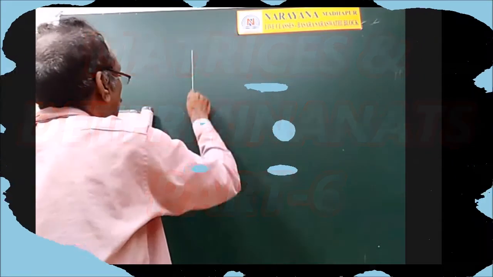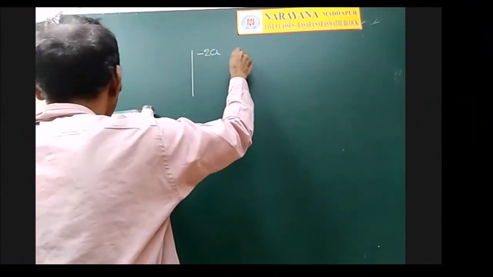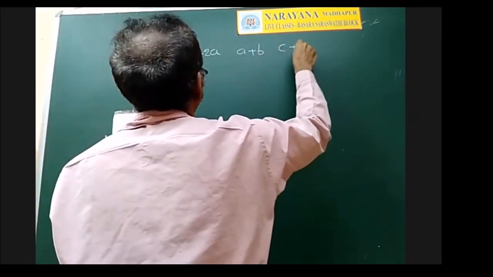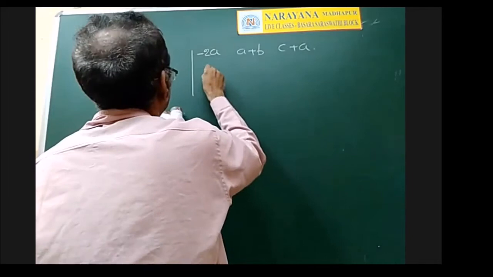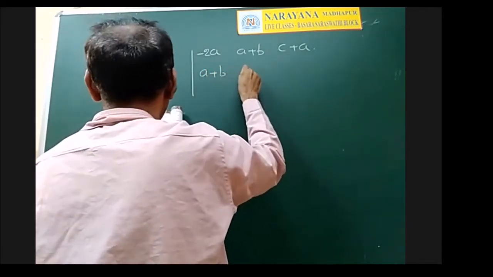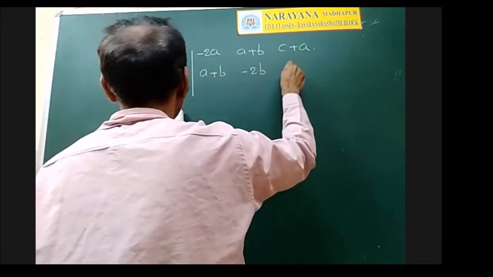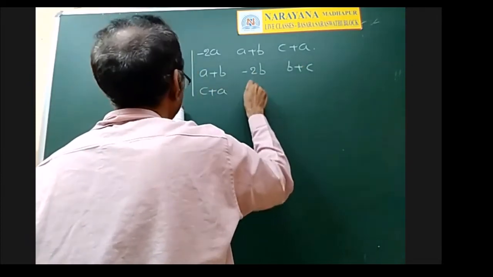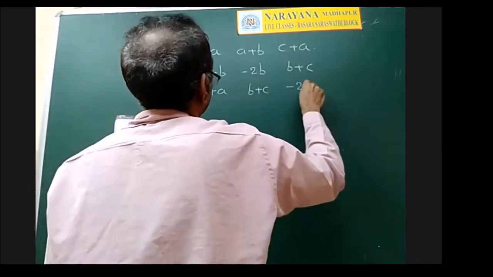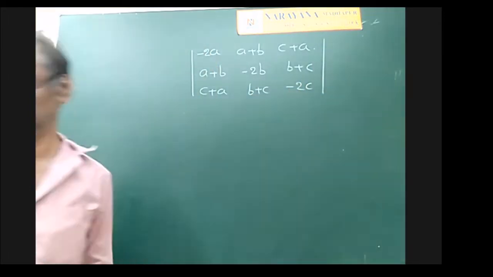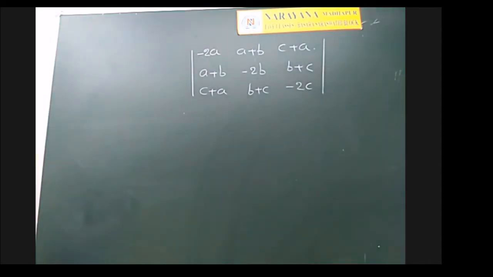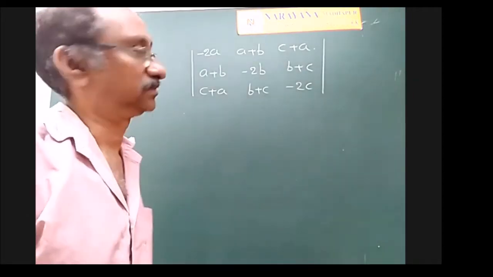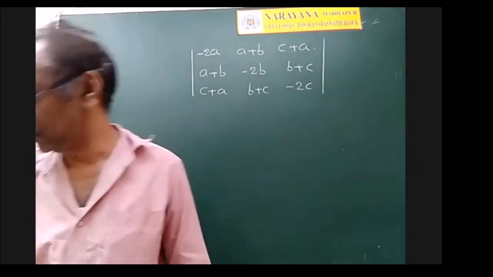The 33rd question: the determinant with rows minus 2a, a plus b, c plus a; a plus b, minus 2b, b plus c; c plus a, b plus c, minus 2c. So it is given as some constant into the product of three linear factors. What are those linear factors?